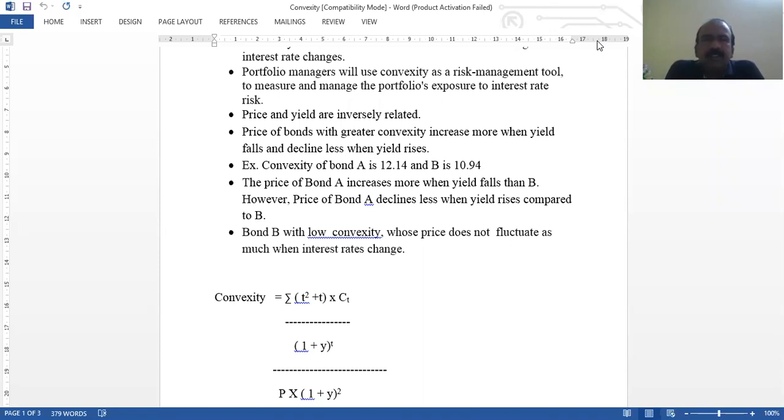Theory part. So with convexity, we look at the relationship between the interest rate changes and the duration. The bond portfolio manager should have more high convexity bonds. But if you have more high convexity bonds, his portfolio is exposed to higher interest rate changes. So he has to mix both high convexity bonds as well as low convexity bonds. You should not have only high convexity bonds.